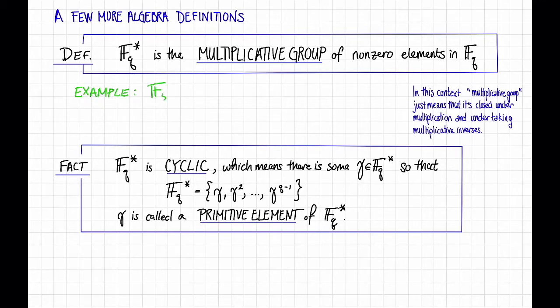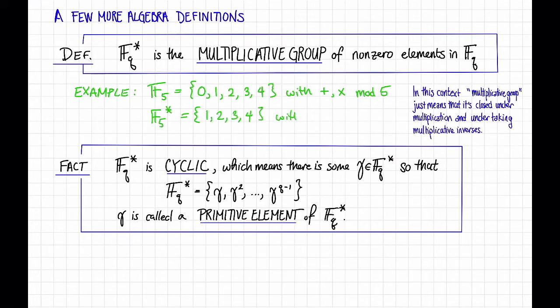Consider the field F_5, which, as we've seen, is equal to the numbers 0, 1, 2, 3, 4, with addition and multiplication mod 5. Then F_5 star is just all the non-zero elements of F_5, so that's 1, 2, 3, 4, with multiplication mod 5. Notice that I no longer want to define addition on this set because, for example, 2 plus 3 is 0, which is not in the set. So let's just stick to multiplication.